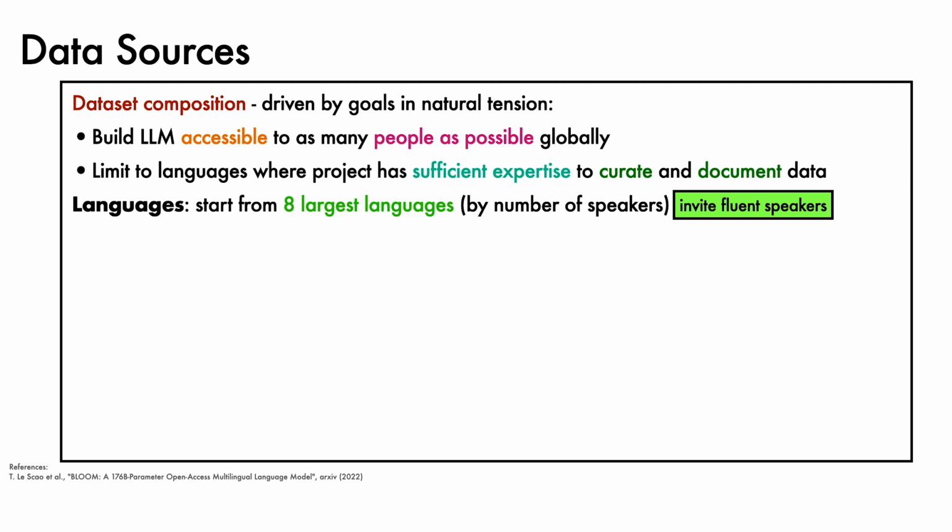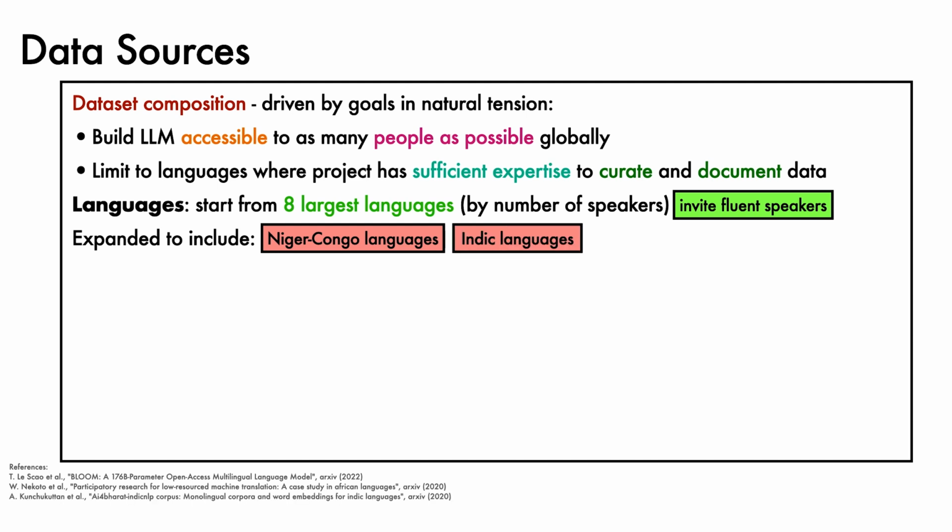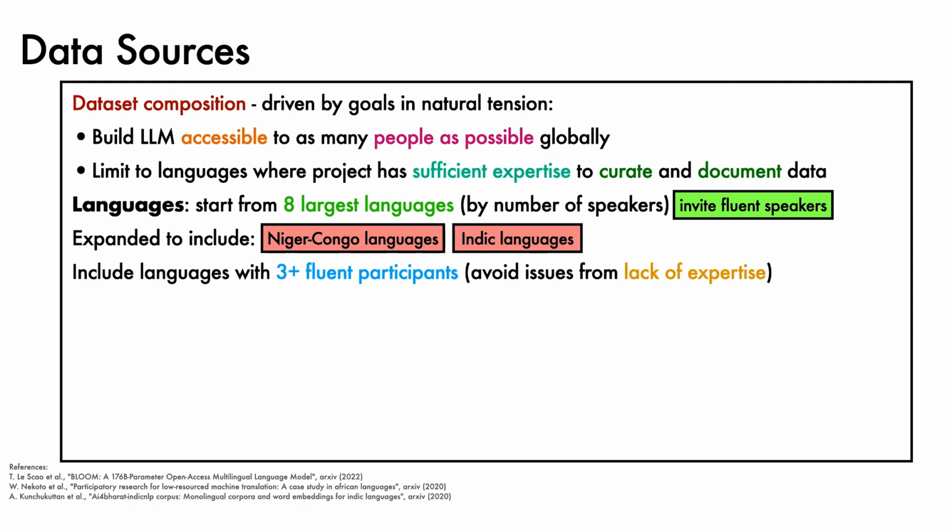Following the recommendations of recent works, this was expanded to include Niger-Congo languages and Indic languages. The data was further expanded to include languages with 3 or more fluent speakers amongst the workshop participants, who could commit to supporting the data process in order to avoid common issues that occur from a lack of language expertise, as flagged by Kreutzer et al.